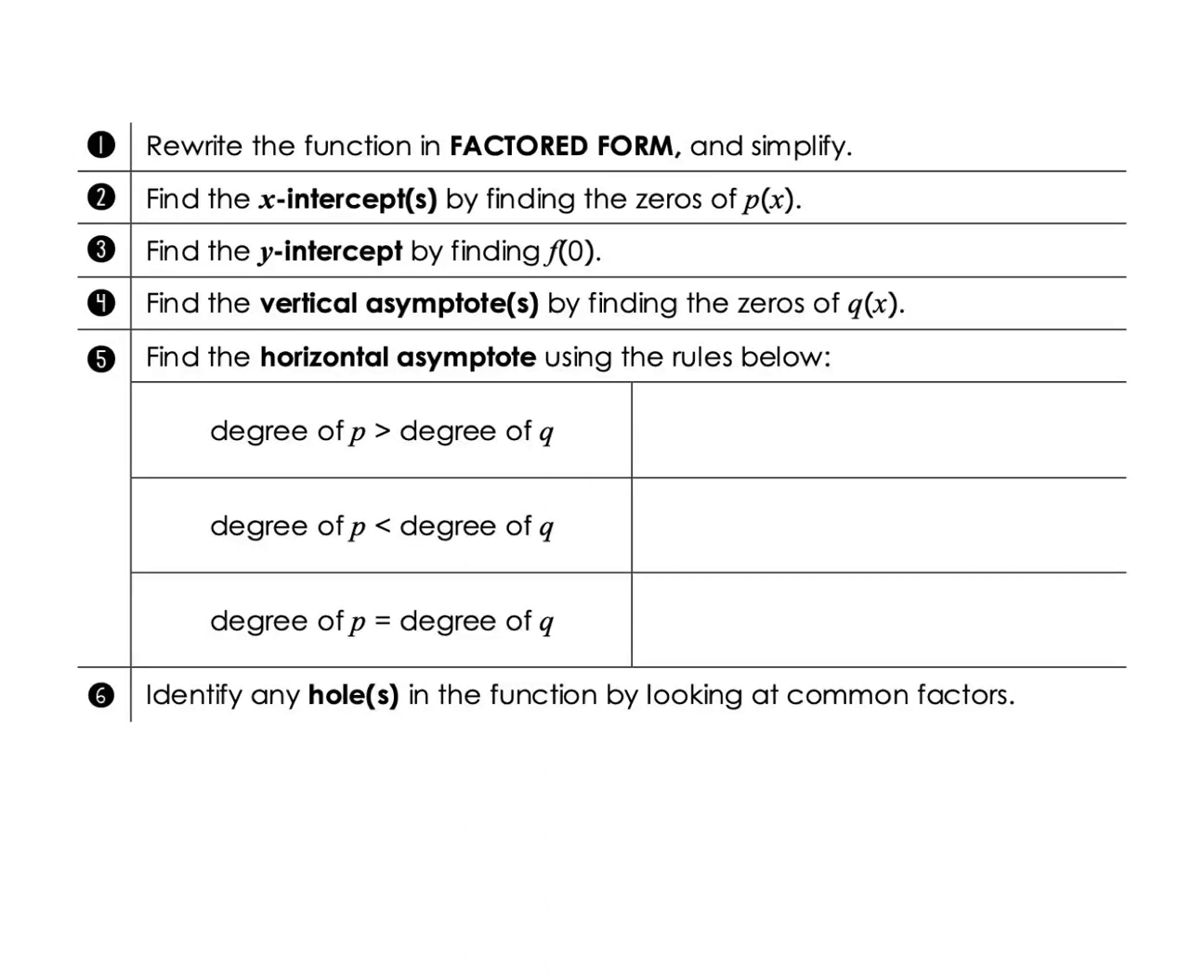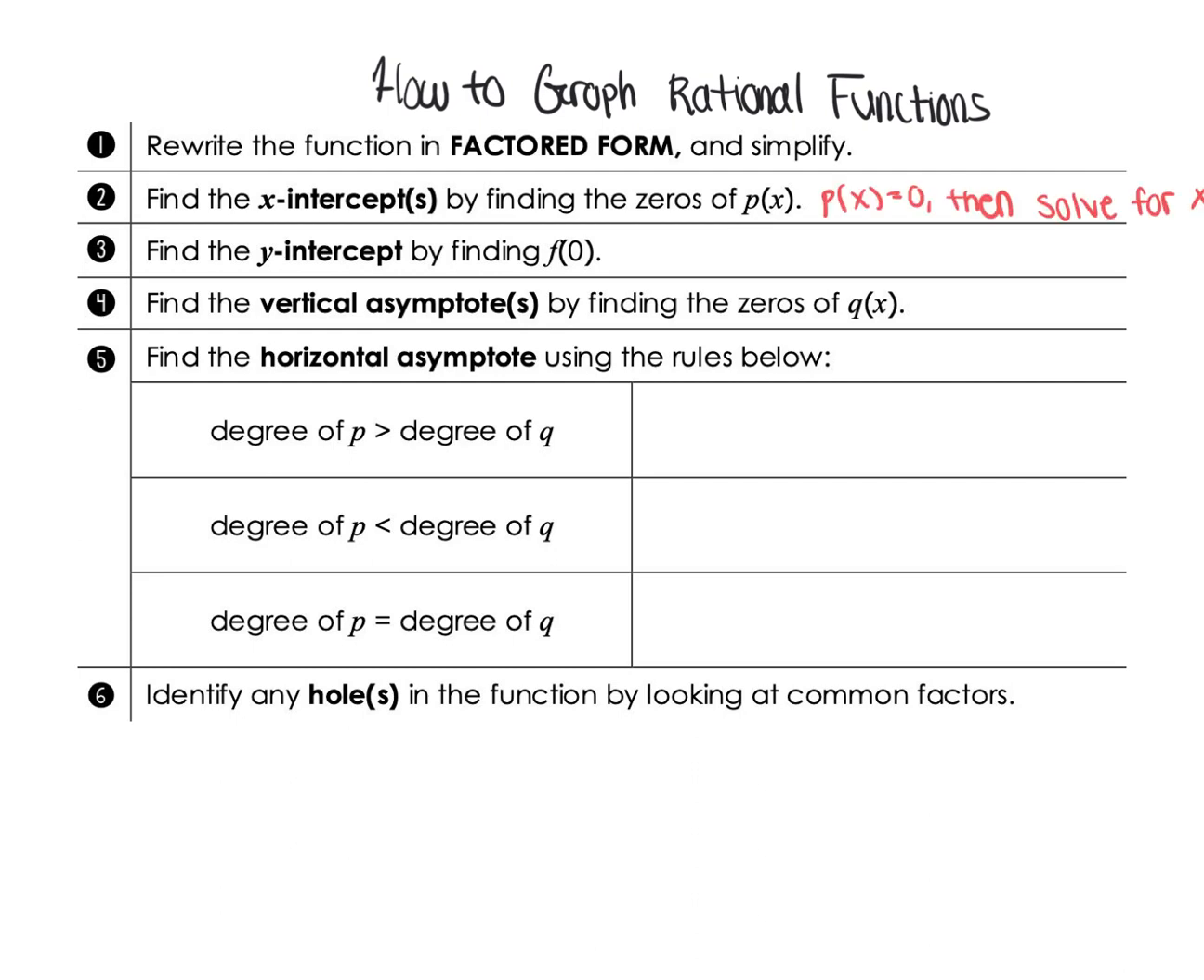If this didn't cancel, it wouldn't be a hole, it would form an asymptote. So these are steps to graphing a rational function. The first step is to rewrite the function in factored form and simplified. Find the x-intercepts by finding the zeros of p of x. So you set p of x, also known as the numerator, equal to 0 and solve for x. Find the y-intercept by finding f of 0, which means you plug in 0 for x in the original function. Find the vertical asymptotes by finding the zeros of q of x. So you set q of x equal to 0, then solve for x.